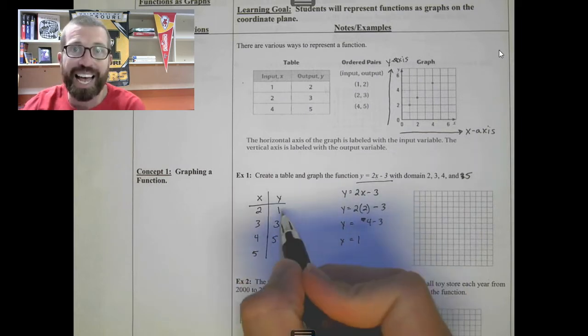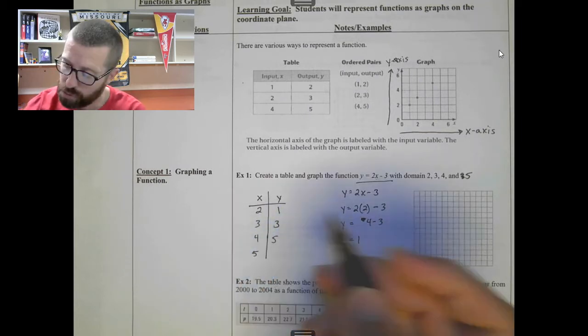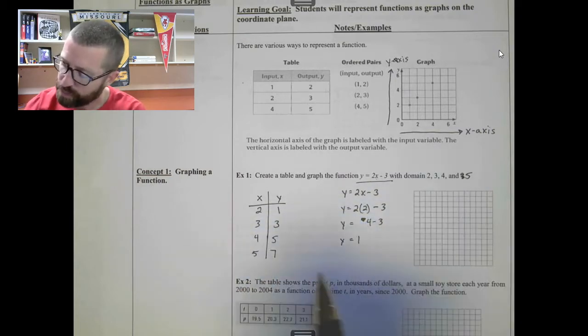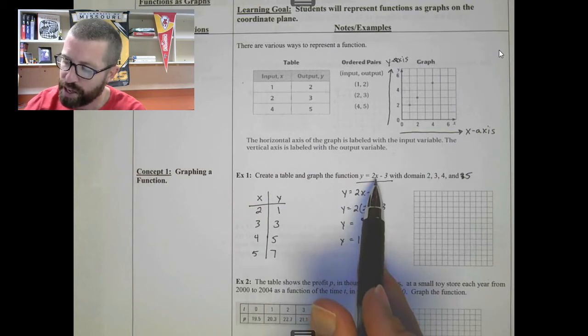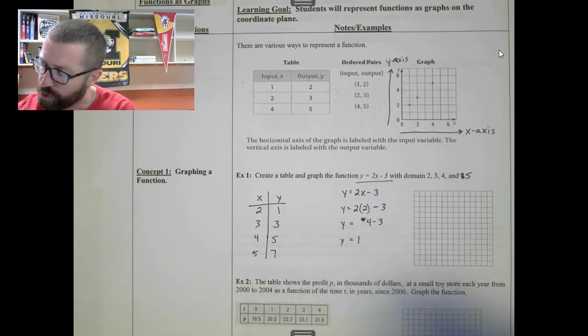And you might see a pattern here, which is good. As the x's go up 1, the y's are going up 2. It's kind of interesting. And so you can predict that to be 7. But let's plug it in just to make sure. 5 times 2 is 10, minus 3 is 7. Okay, that's good.